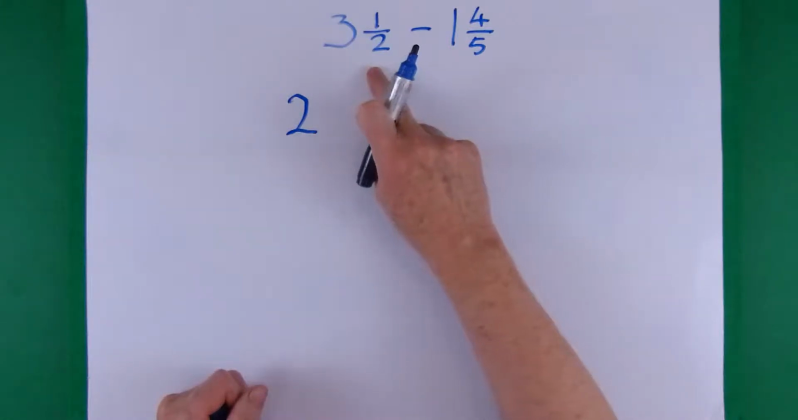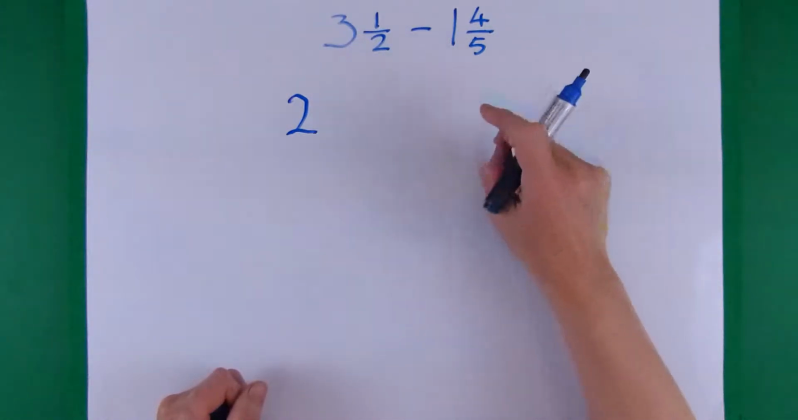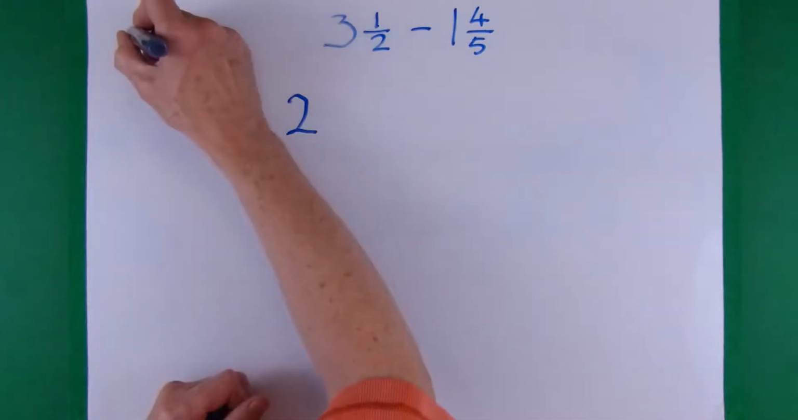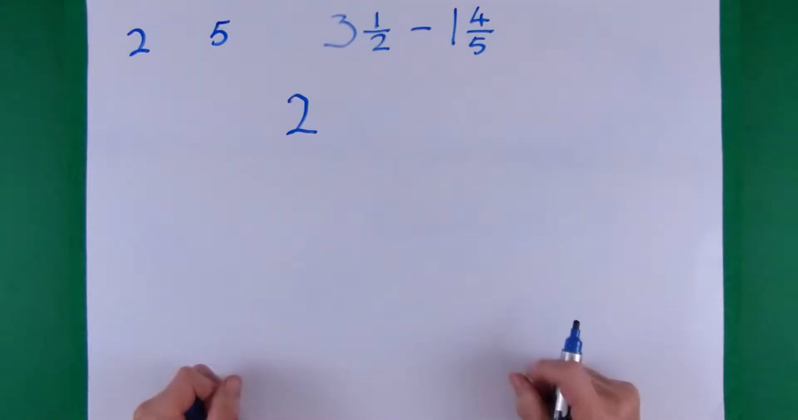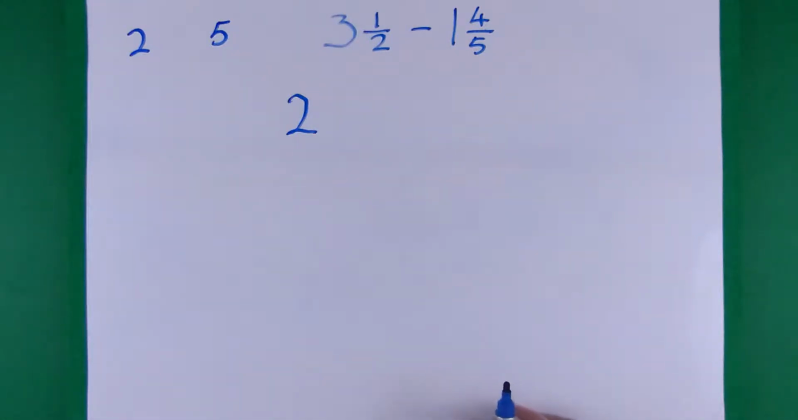We're doing halves and fifths, so we need to do part of the 2 and 5 times tables. Press pause and do the tables to find the smallest number in both.